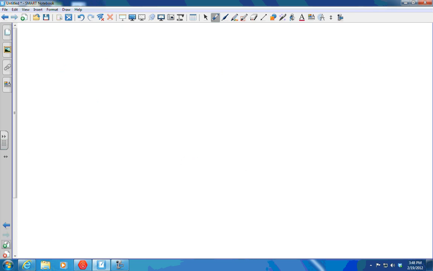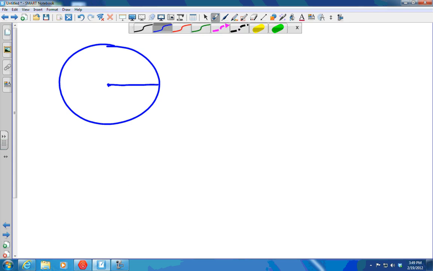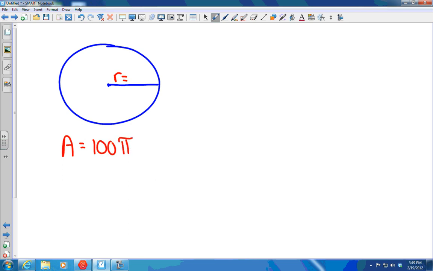Let's do a slightly different problem. Let's say that we have the area of the circle. Let's say we have this circle here, but we don't know the radius. But we do know the area. Let's say the area equals 100 pi inches squared. I don't know the radius, but I want to find the radius, r equals, and I also want to find the circumference, circumference equals.